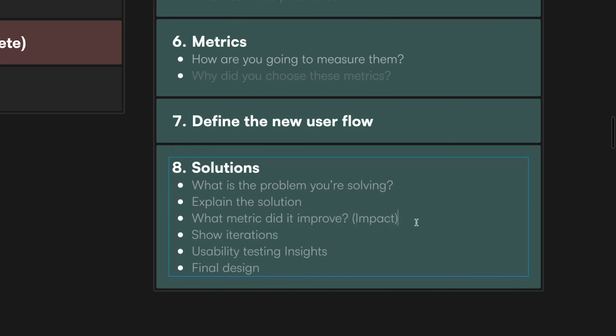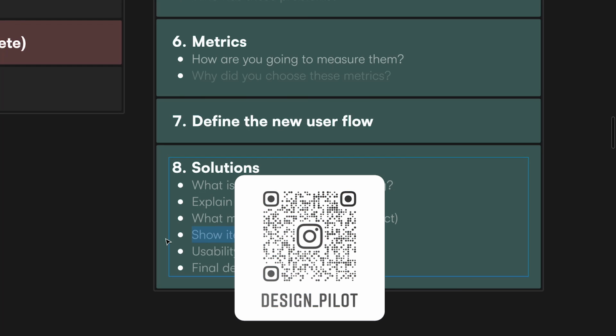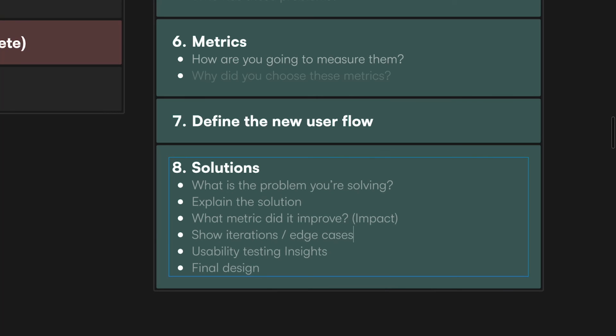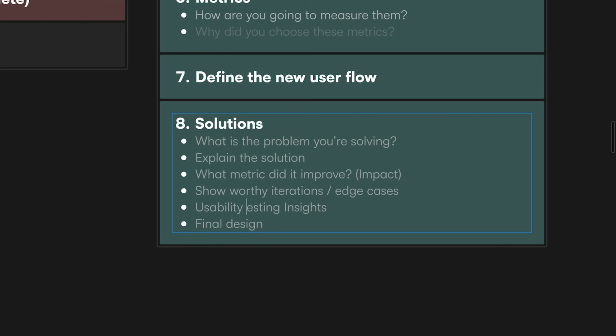What metric did it improve, or basically the impact, right? Not everything is a quantitative metric. Sometimes it is qualitative impact as well. Show iterations, and I'm going to say edge cases as well. Okay, and here just show the worthy iterations, right? Don't show all useless iterations. So worthy iterations and edge cases. If you did usability testing, show those usability tests and their insights. And then of course, you show the final design, right?